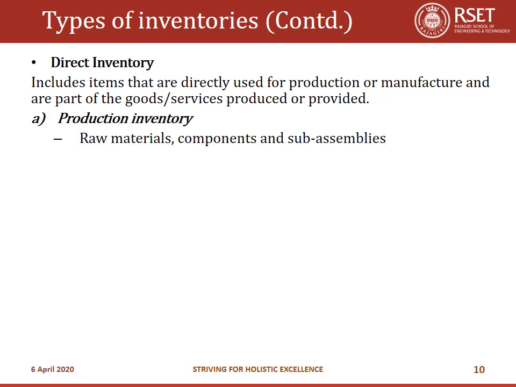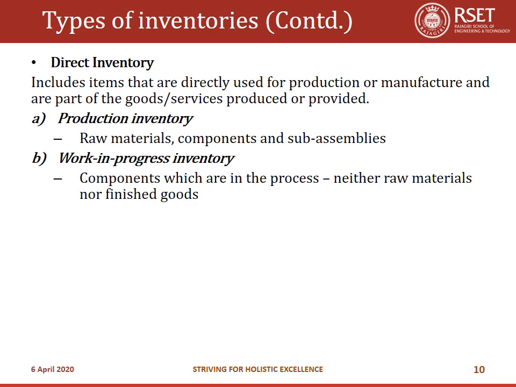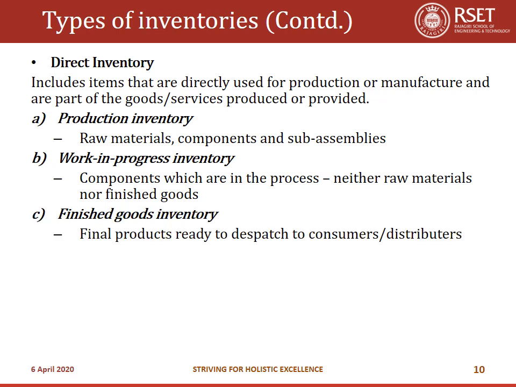So production inventory includes raw materials, components, and sub-assemblies that actually become a part of the finished product. Then work in progress inventory are components which are semi-finished. That is, they are in the process of getting finished. They are neither raw material nor finished goods, but they are in the process of getting completed. Finished goods inventory are the final products. They are ready to dispatch to the customers or the distributors.